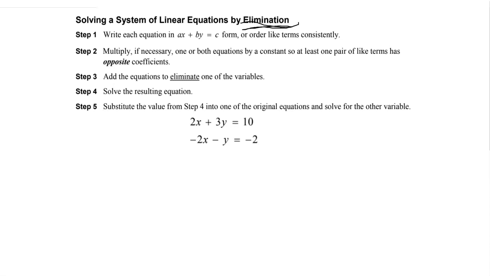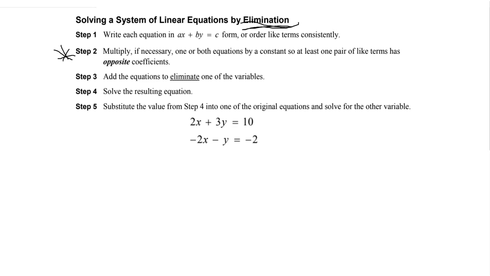The 5 steps listed above: we want to make sure both are written in what we call standard form, ax plus by equals c, so our x and y are on one side of the equation and our constants are on the other. Step 2, we don't always need, but if necessary, if those equations aren't going to cancel out, we do need to multiply so that they will become opposite.